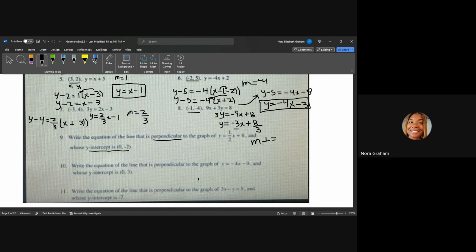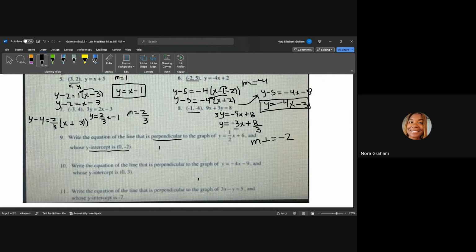So my slope right here is 1/2. So I have to do the opposite. Because this is positive, it's going to be negative. And the reciprocal, when I flip my numerator and denominator, is going to be 2/1, or I can just write it as 2. All right. So that is my perpendicular slope to this line.